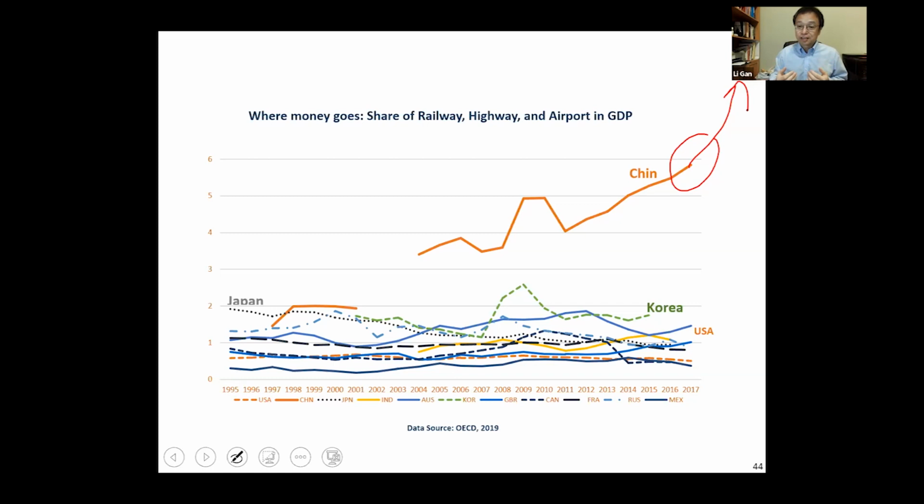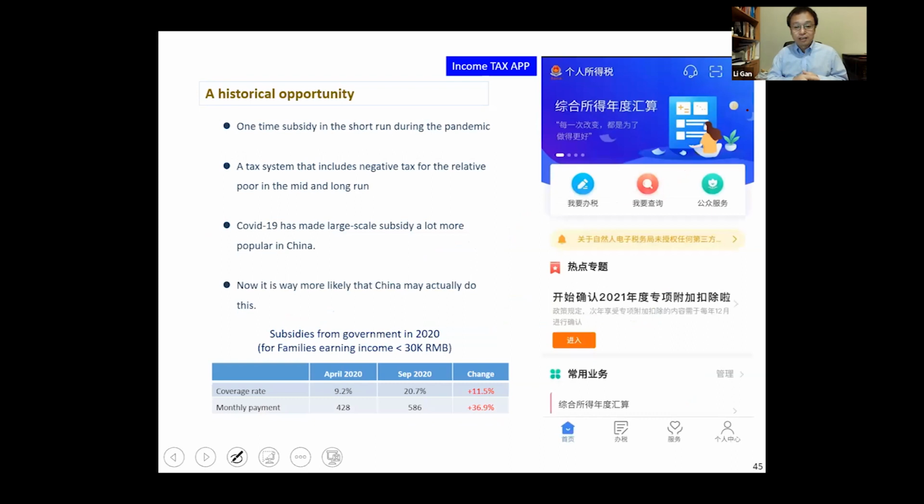So what I'm trying to say is there's a historical opportunity. This historical opportunity has been strengthened by the pandemic. I'm showing the data. This is what my new survey shows, that subsidy from the government, so the government actually recognizes. If anything, in terms of the government's mindset, I would say COVID-19 has made large scale subsidy a lot more popular in China because they're trying very hard.